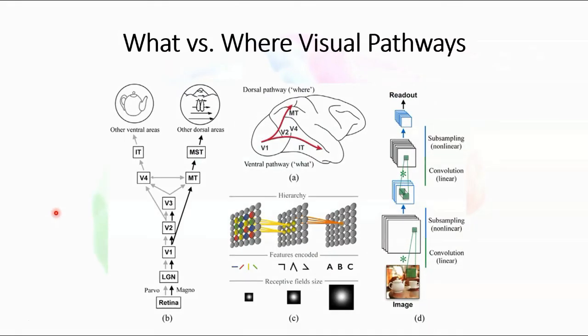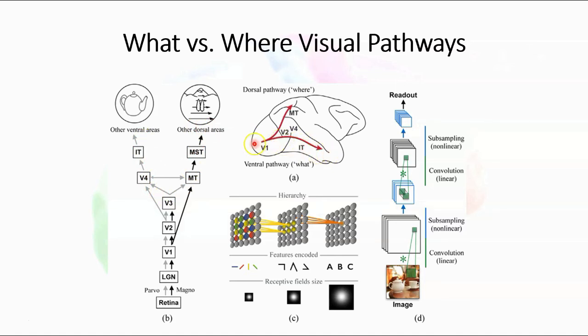In 2005, Sincich and Horton found that the connection between neurons in V1 and sub-areas of V2 shows that the projections are organized into two pathways of functional specialization, which are the ventral stream and the dorsal stream.